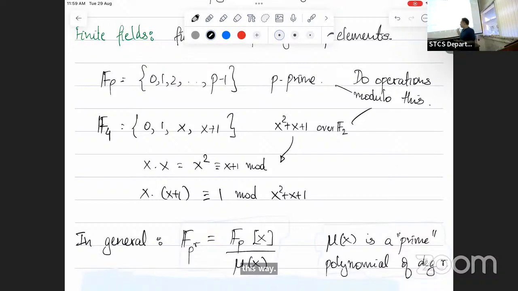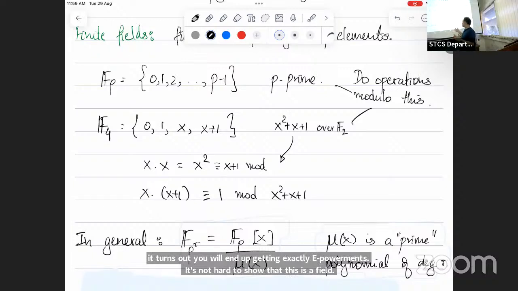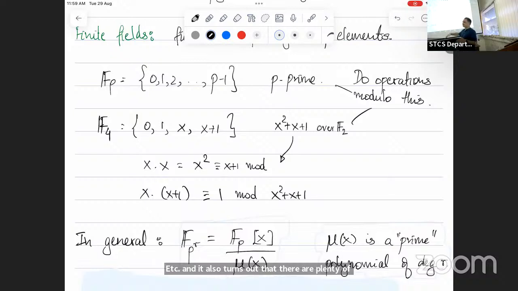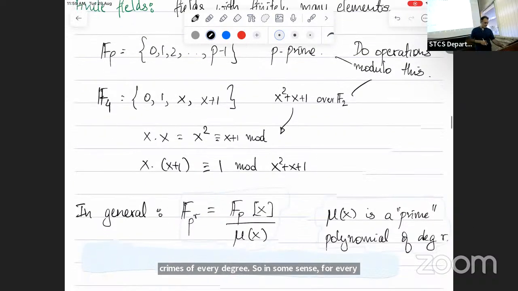Okay, and it turns out you will end up getting exactly p power r elements. It's not hard to show that this is a field, etc. And it also turns out that there are plenty of primes of every degree over F_p. So in some sense, for every choice of r, there are polynomials that you can choose which will end up giving you a field of this much size.